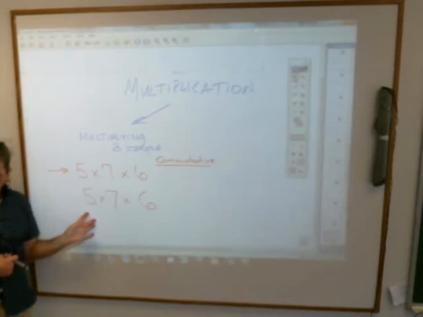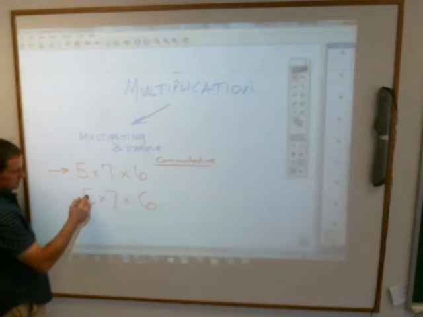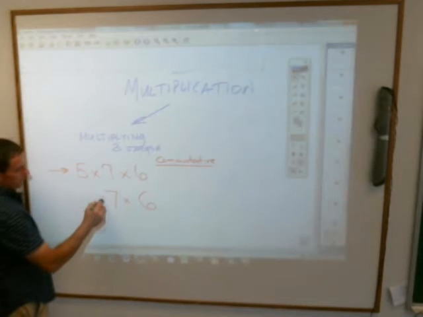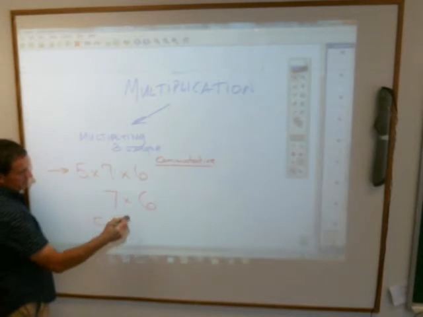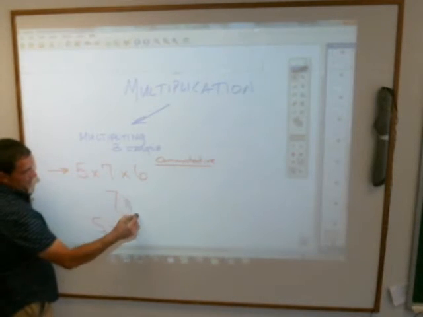So we have 5 times 6. So I would take my 5. If you move this around and put the 6 next, and put the 7 last.